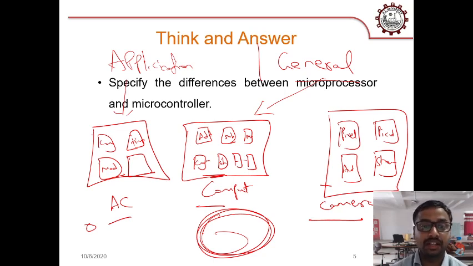Now, if we look at how they are designed, they don't have the same kind of processor in them. The processor inside your computer should be more and more powerful, but the processor inside your AC need not be so powerful.